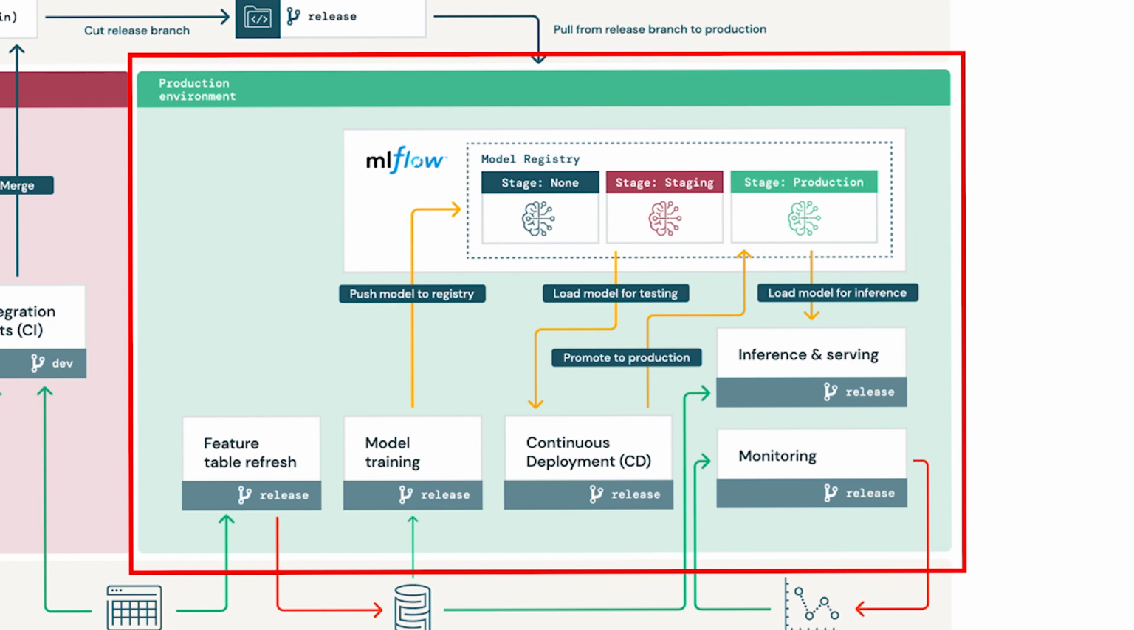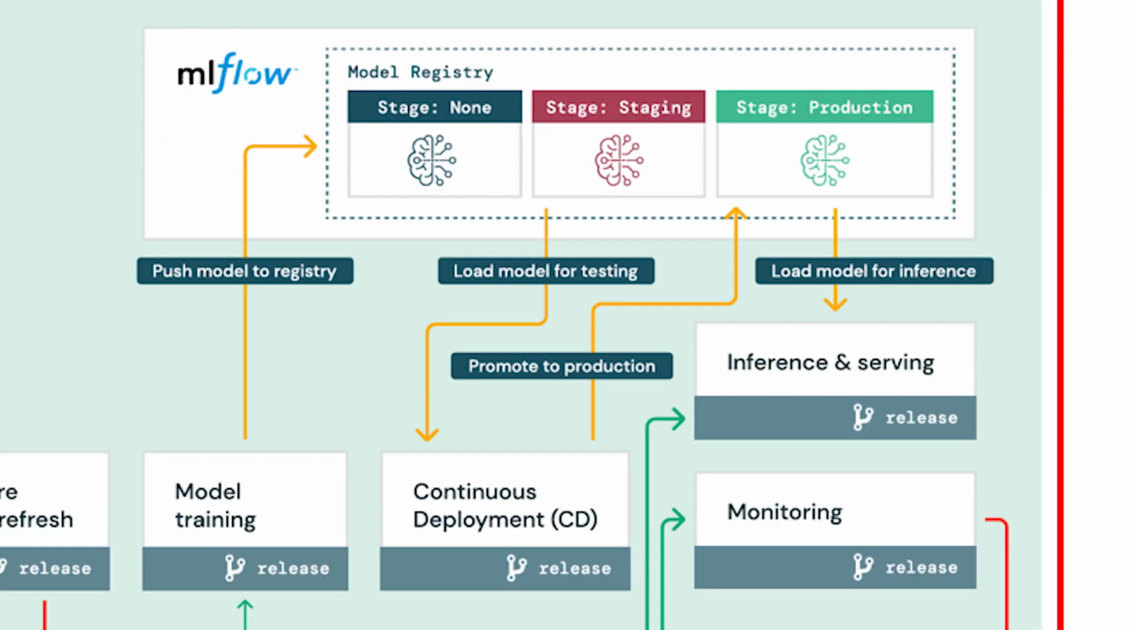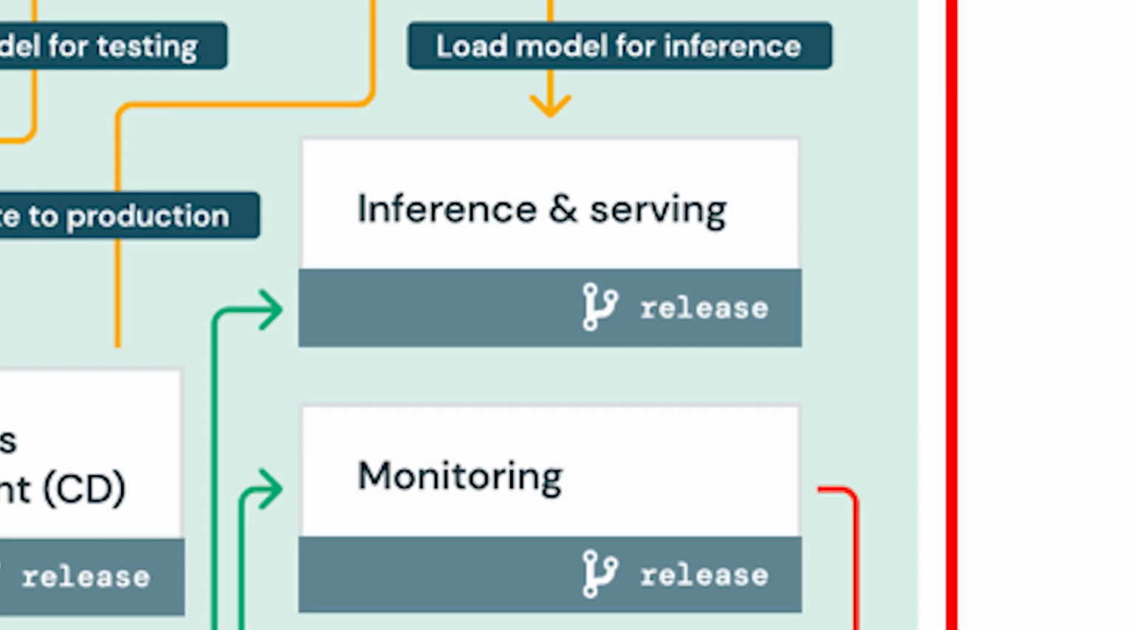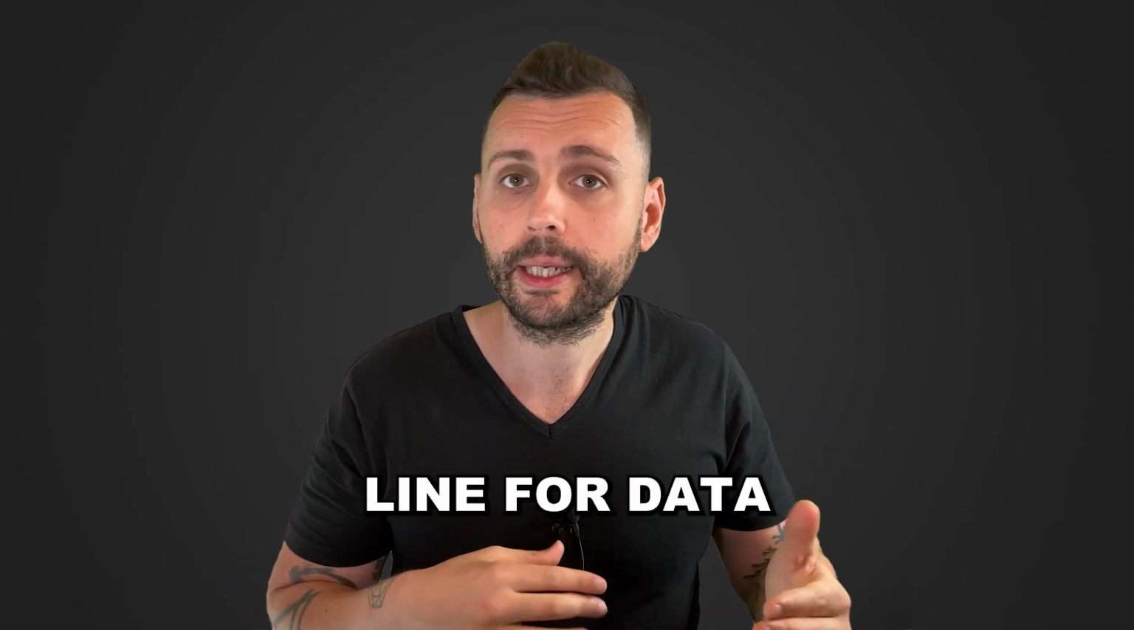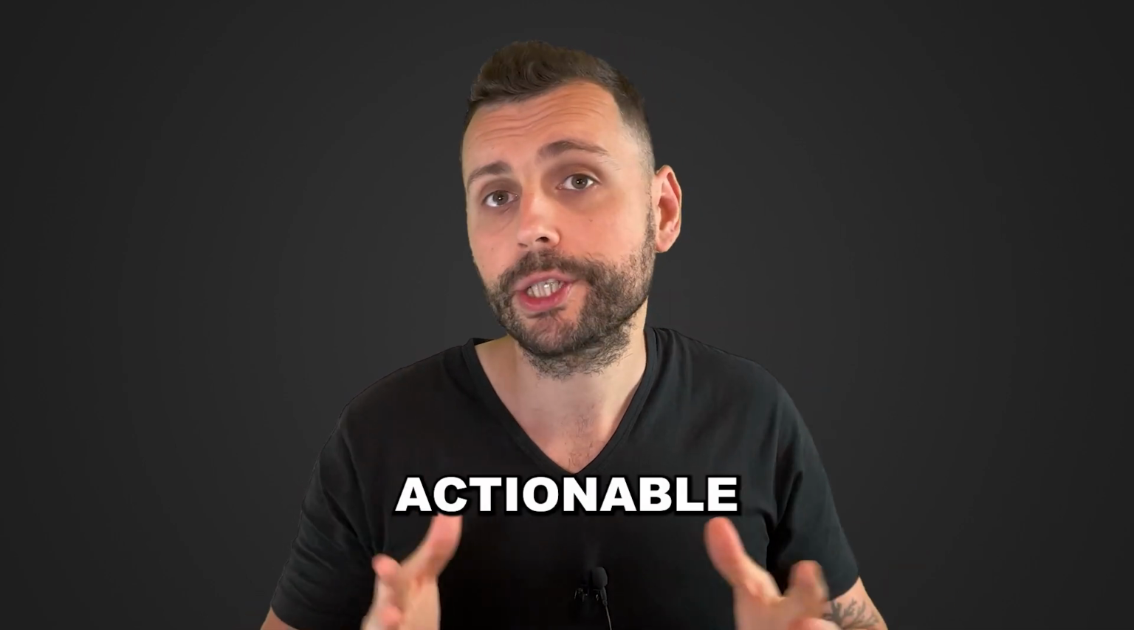And then comes the continuous deployment pipeline, moving them towards production, where they're loaded into serving systems and start to be monitored. And that's traditional MLOps in a nutshell. It's like a production line for data, turning raw information into actionable insights.